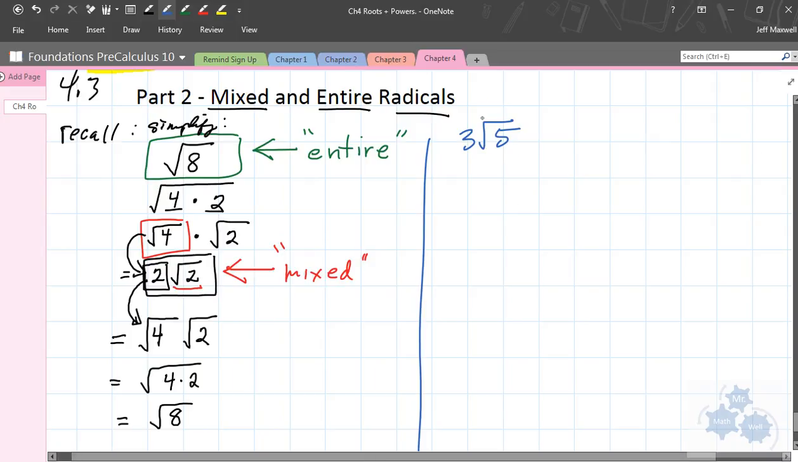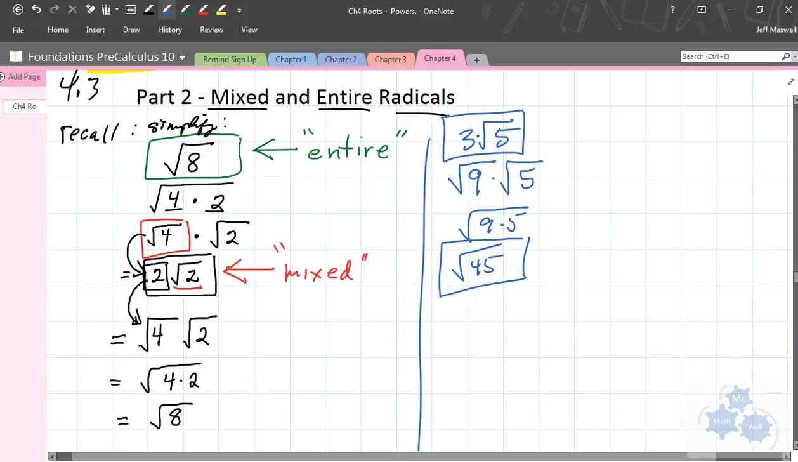Okay, how do I write that as an entire radical? Well, the method that I just showed you, you could do this. The square root, 3 is actually the square root of what? 9 times what's already there. See, because this is 3 times root 5. So 3 can be written as root 9 times root 5, which is root 9 times 5, or root 45. So 3 root 5 is the same as the square root of 45.